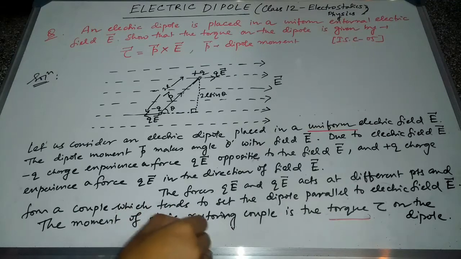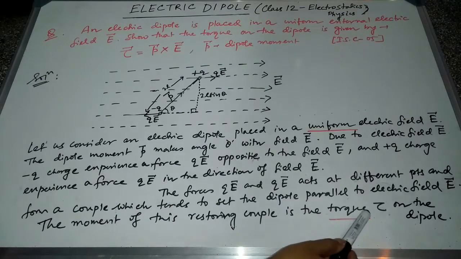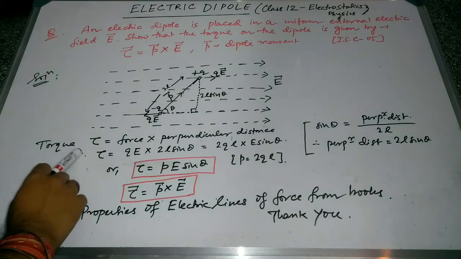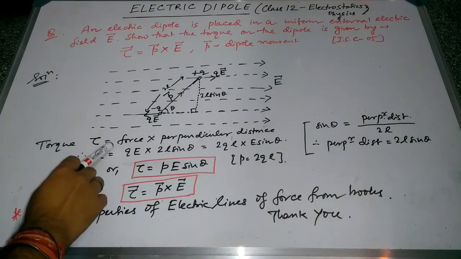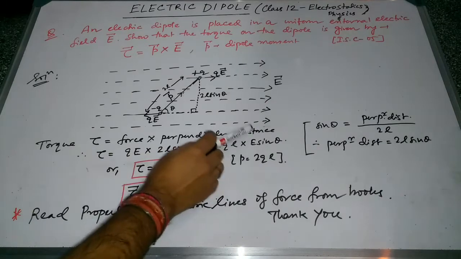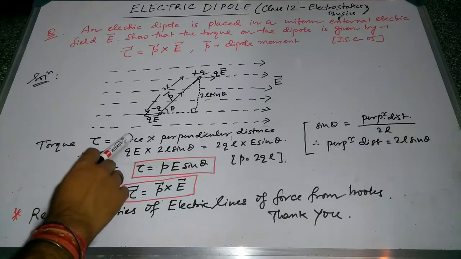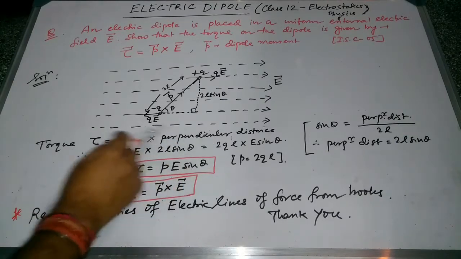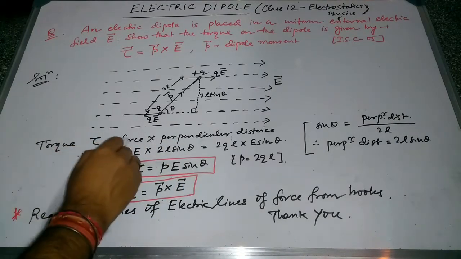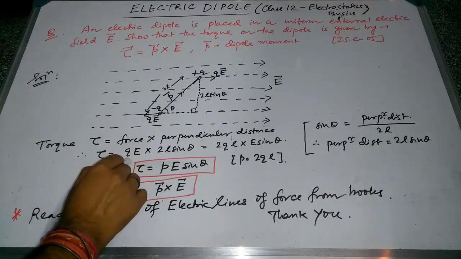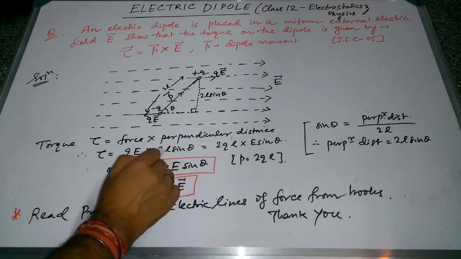So the moment of this restoring couple is basically the torque tau on the dipole. So the torque tau is equal to force into perpendicular distance. From the definition of torque, we know the formula. Torque is equal to force into perpendicular distance. So the force is QE, both the same magnitude. The magnitude of force is QE, and the perpendicular distance is 2L sine theta.